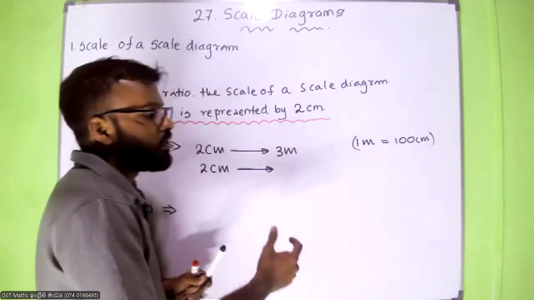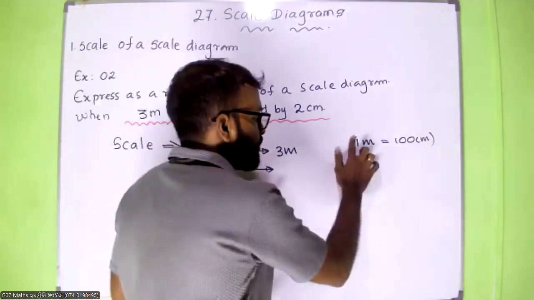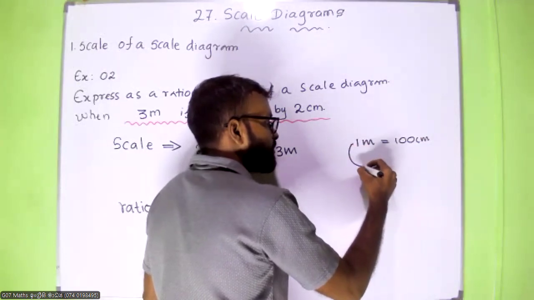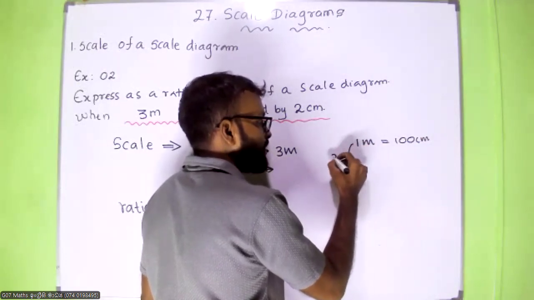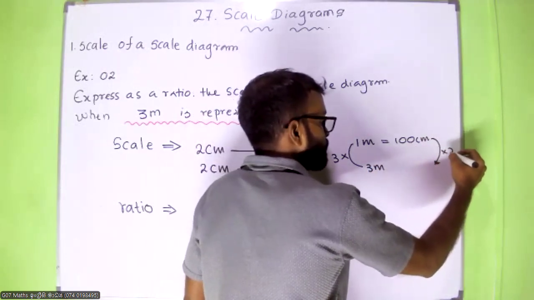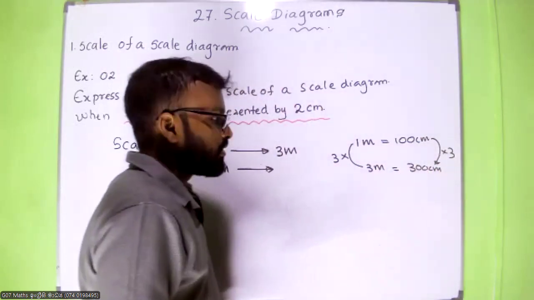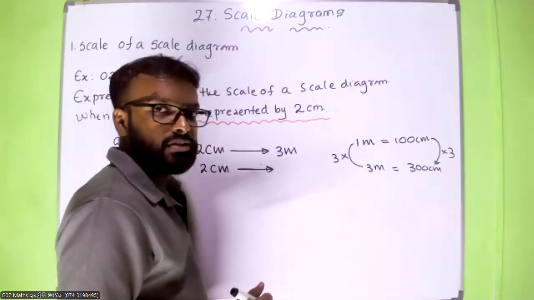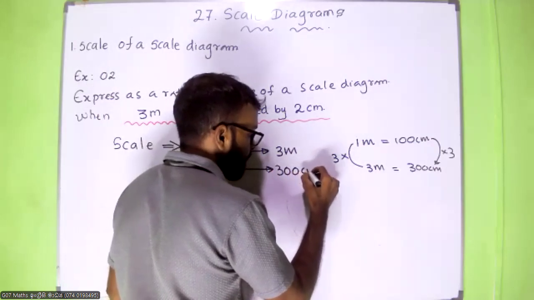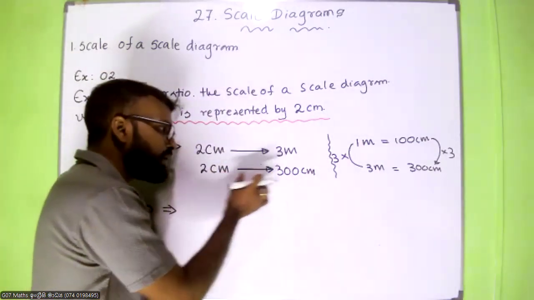That's it. So 1 meter includes 100 centimeters. So how do you find it for 3 meters? Multiply by 3. 3 meters, and this should also be multiplied by 3. 300 centimeters. Correct? So here you have 3 meters, you have to multiply this by 100. 300 centimeters.